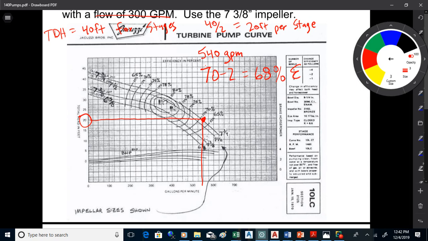And then how about the brake horsepower? All right, so 4 horsepower, but again, this is for one stage. If we double up the stages, what's going to happen to the horsepower? Double it, yeah. Because we're creating twice the head that we're showing on this pump curve, you can't get that for free. It's going to double the horsepower too. So that'll be 8 horsepower total.